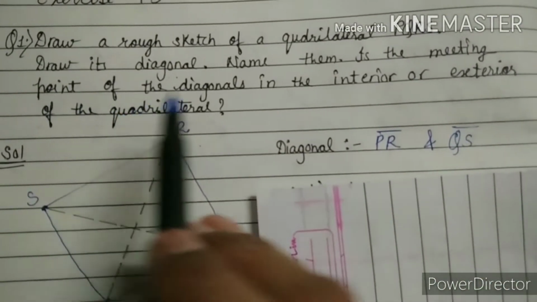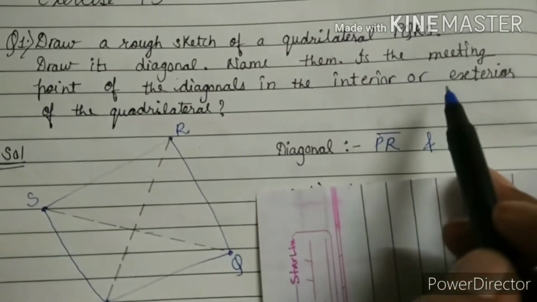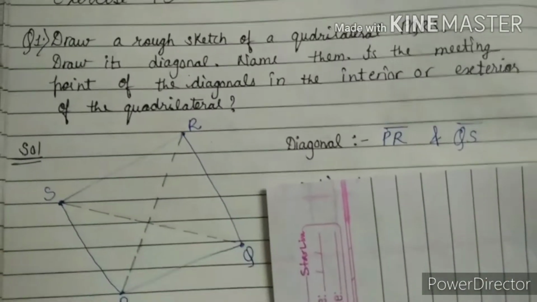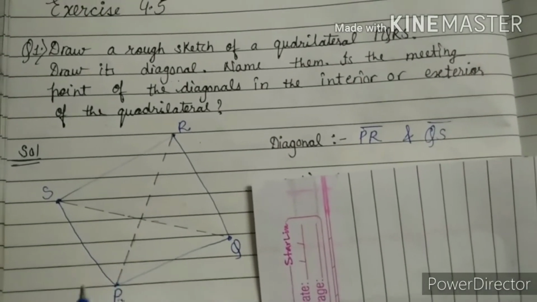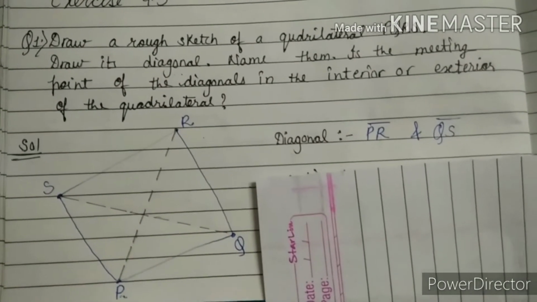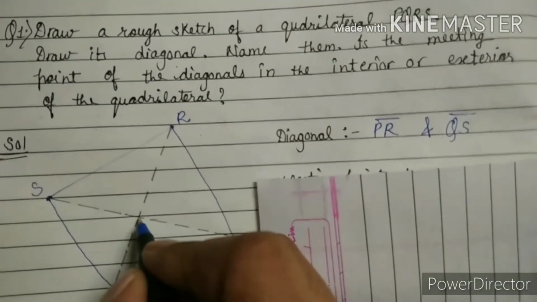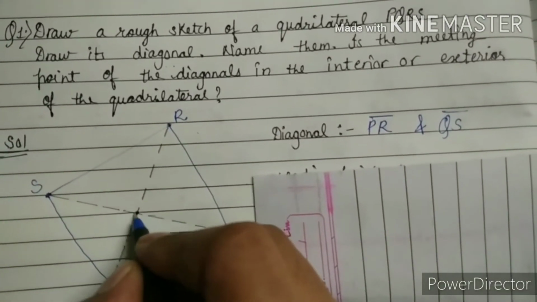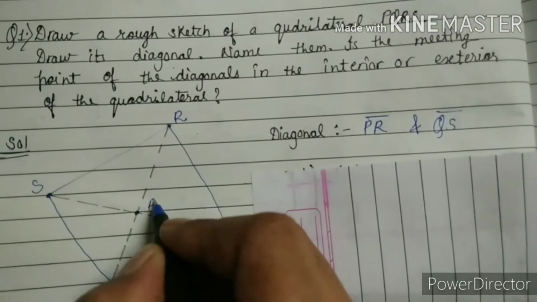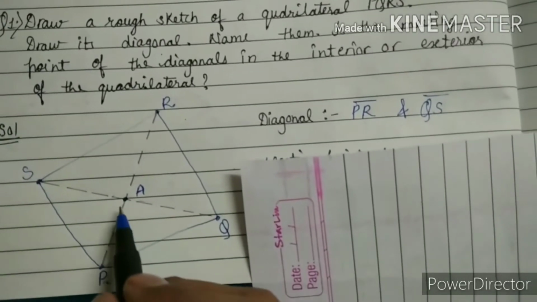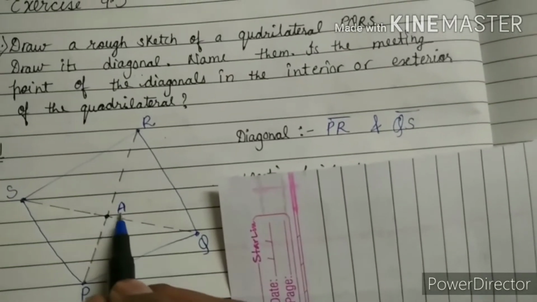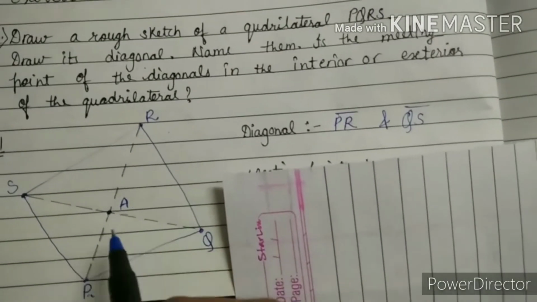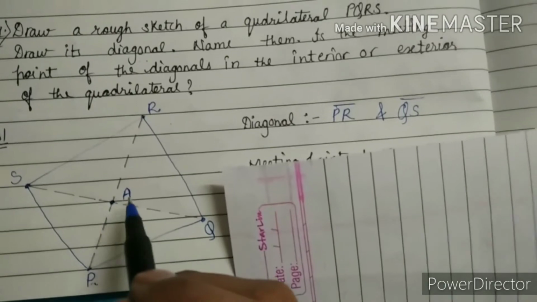Is the meeting point of the diagonals in the interior or exterior of the quadrilateral? They want to know the meeting point where both diagonals meet each other. They both meet at this point. We are putting its name as A. As you can see, this point we name as A.